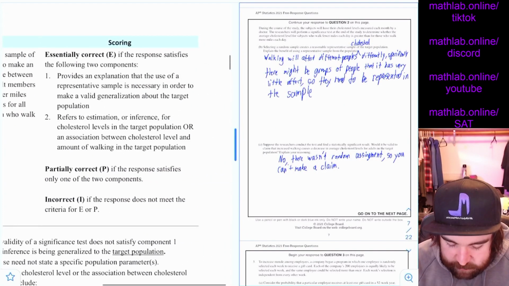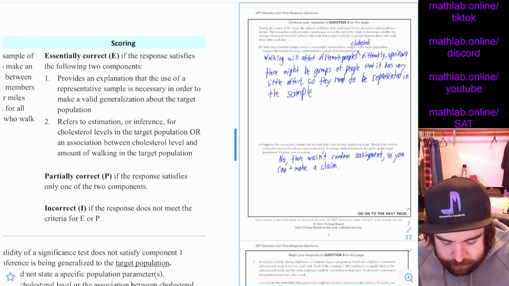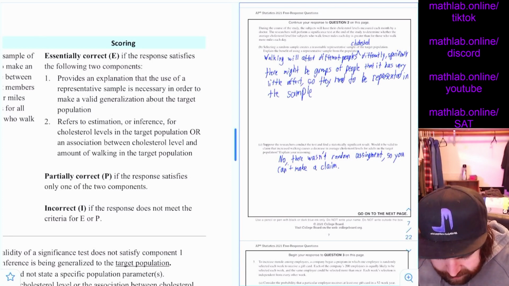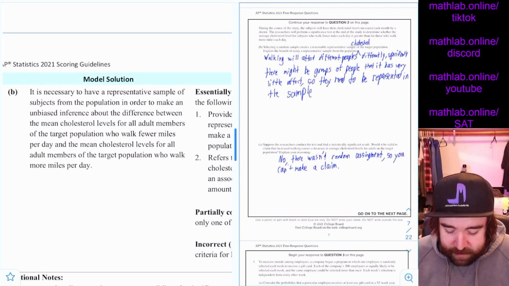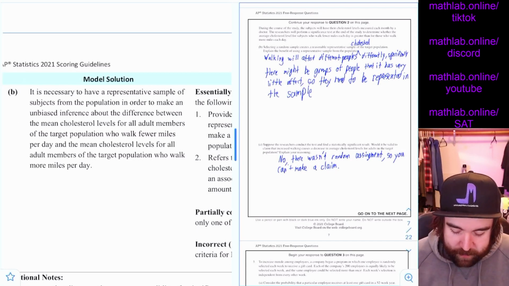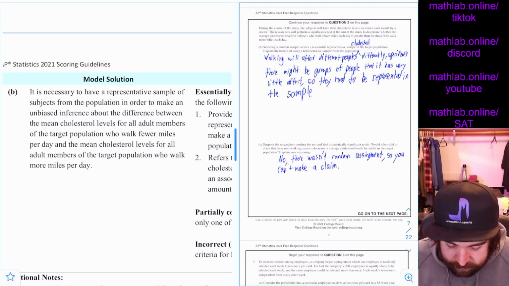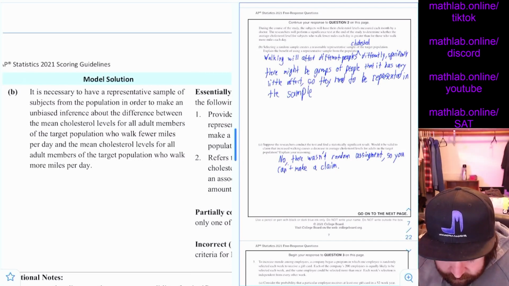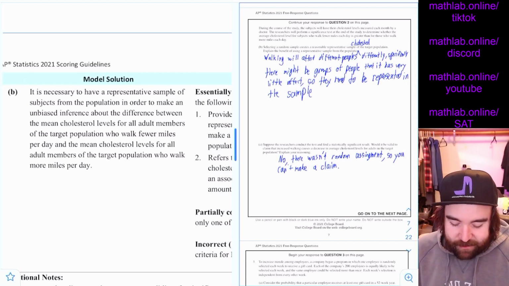Essentially correct, provides an explanation that the use of a representative sample is necessary in order to make a valid generalization. Okay. Refers to the estimation or inference for cholesterol levels in the target population, or an association between cholesterol levels and amount of walking in the target population. I don't understand that. It is necessary to have a representative sample of subjects from the population in order to make an unbiased inference about the differences between the mean cholesterol of adult members of the target population who walk fewer per day and the mean cholesterol levels for all adult members of the target population. They just restated the question.